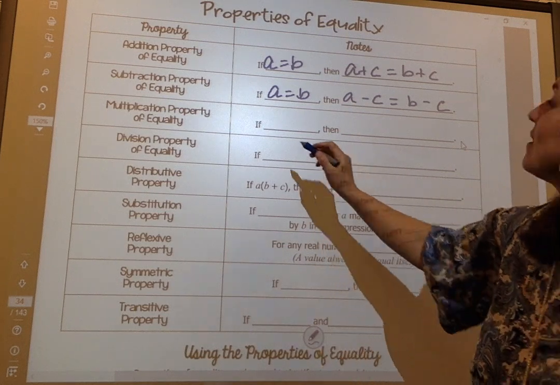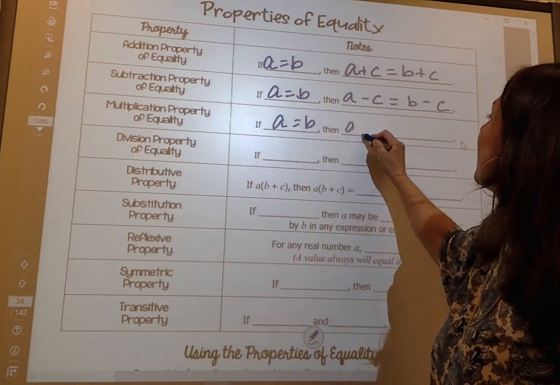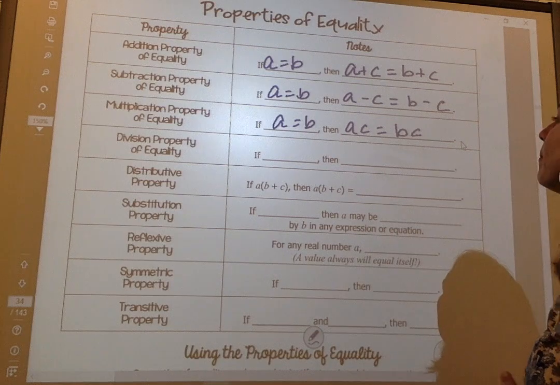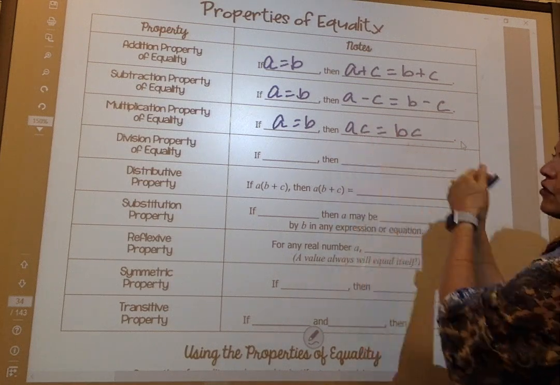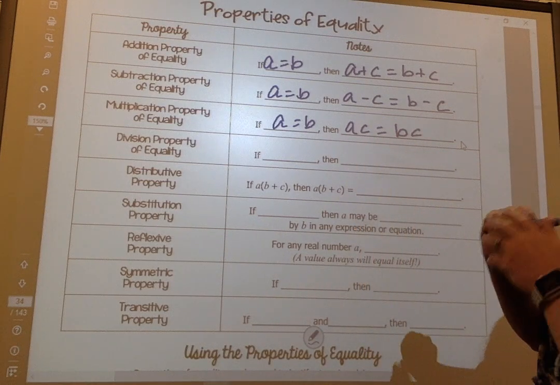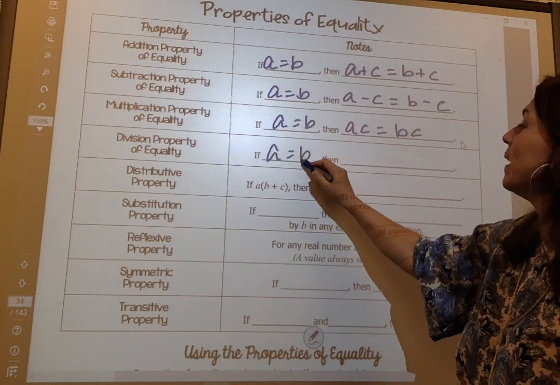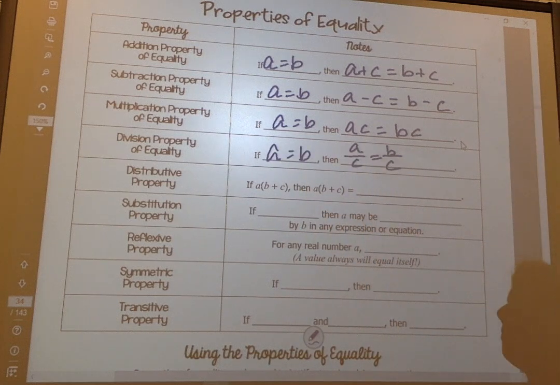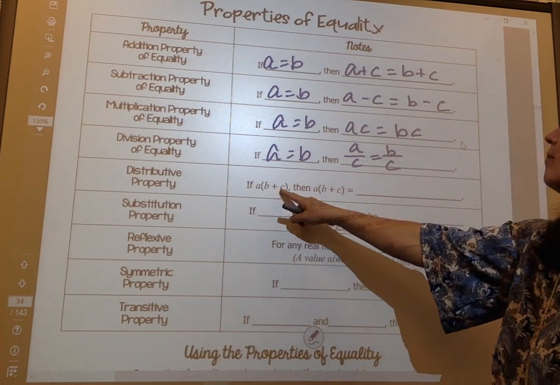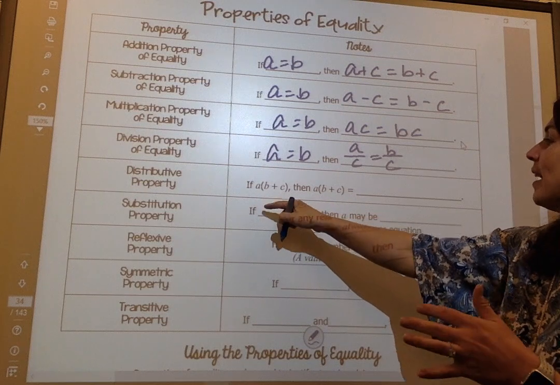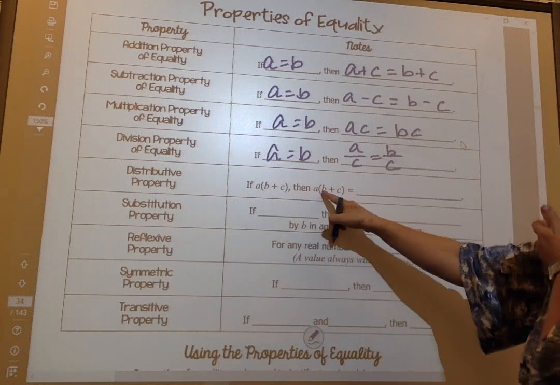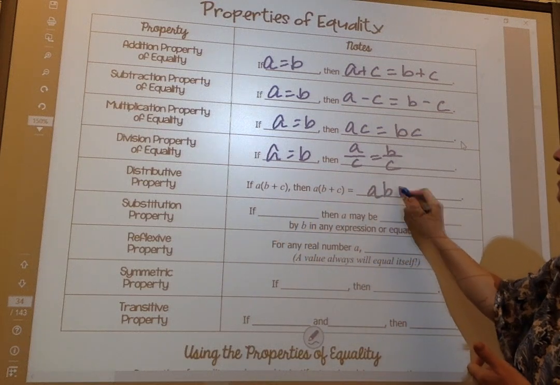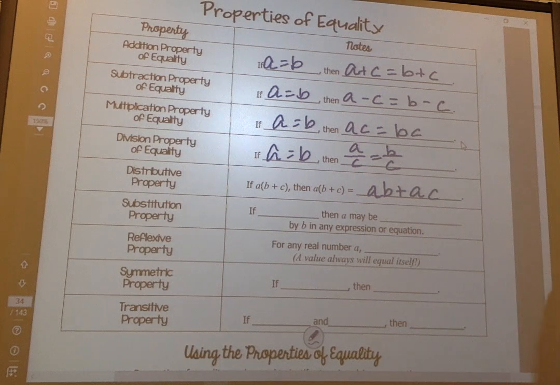Multiplication property says that if A equals B, then AC equals BC. Same thing on both sides. Division property says if A equals B, then A over C equals B over C. Distributive property says if A times (B plus C), then A times (B plus C) equals AB plus AC. I'm just distributing it out.